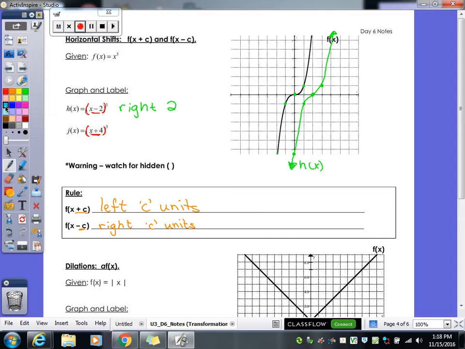Yep, adding means I'm going to move left 4. So I'm going to use those same points that I found to move it to the right, and I'm just going to move each one to the left 4. 1, 2, 3, 4. And that's going to be our new function j of x.